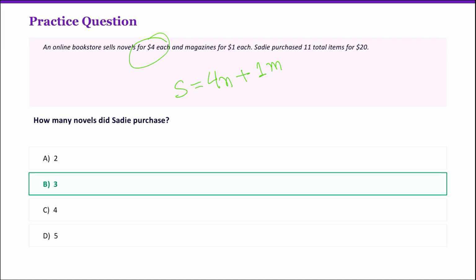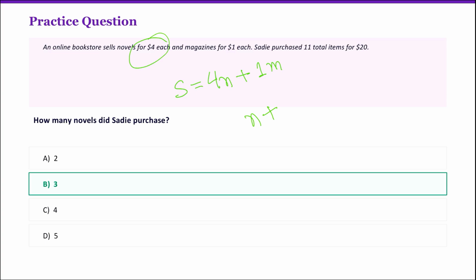And then she purchased 11 total items for $20. So the bookstore sells novels for $4 each and magazines for $1 each. So then how much money did she spend in total? 4N plus 1M, where N is the number of novels that she bought, and then M is the number of magazines that she bought. So that's our function S.